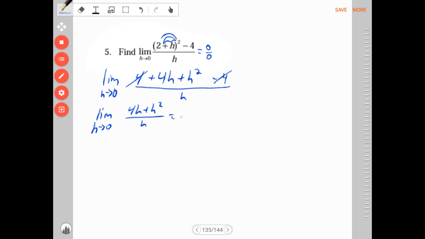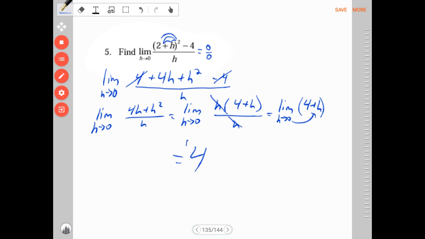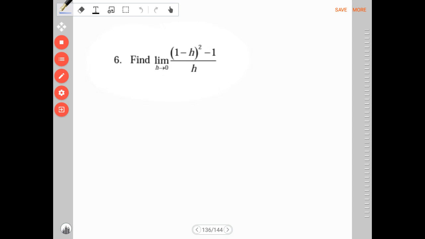Now if you have a look at the top part, we can factor out an h. So h times 4 plus h over h. Those cancel, leaving us with just the limit as h approaches 0 of 4 plus h. So the 0 over 0 is gone, so now we just substitute that in. So 4 plus 0 is just 4. Great. Kind of a neat one. It went by a little quick, but that's okay because number 6, hey, look, it's a very similar one again.